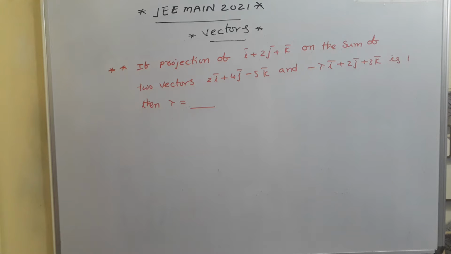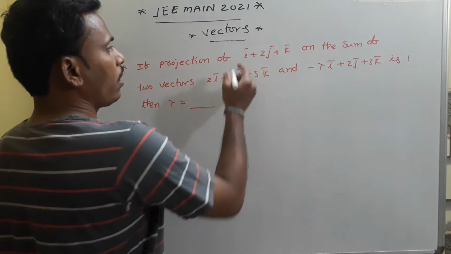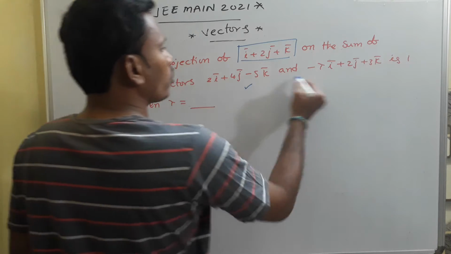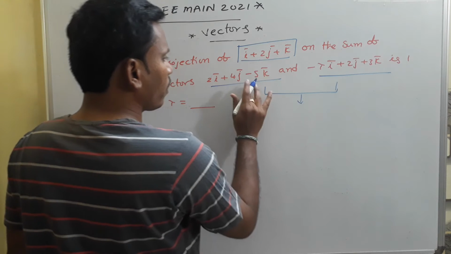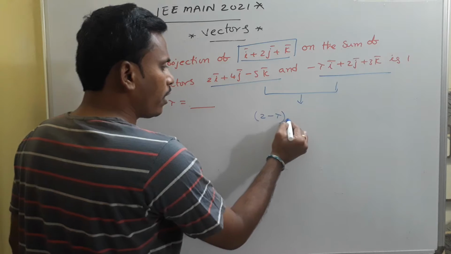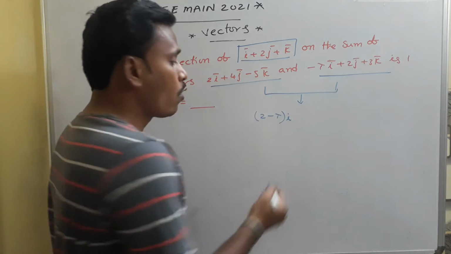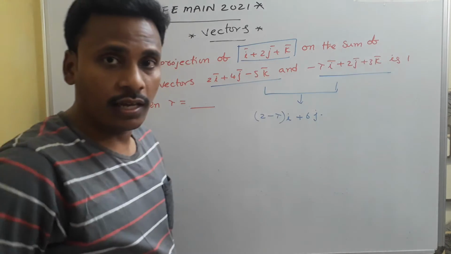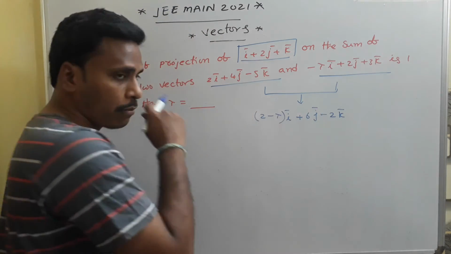So another problem on projection of vectors, again from Mains 2021. Projection of this first vector a bar, i bar plus 2j bar plus k bar, on the sum of these two vectors. So we need to add these two vectors. Addition of vectors is very easy, right? Add them: 2i and minus lambda i, so that is 2 minus lambda into i. Then 4j and 2j, 4 plus 2 is 6j. And then minus 5k plus 3k, minus 5 plus 3 is minus 2k. So this is the sum of those two vectors.